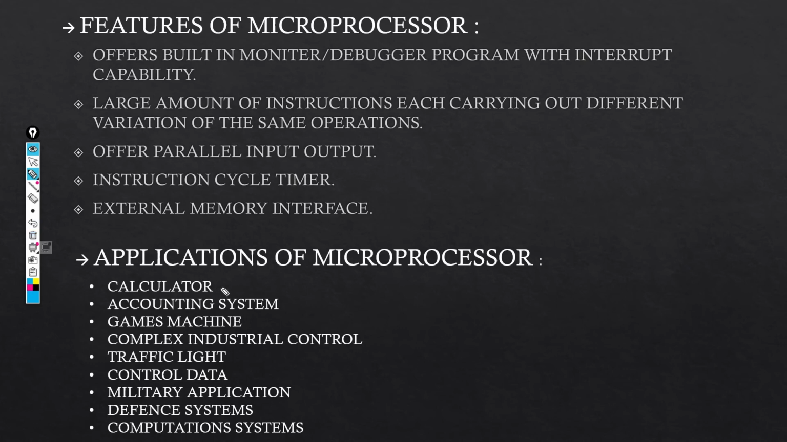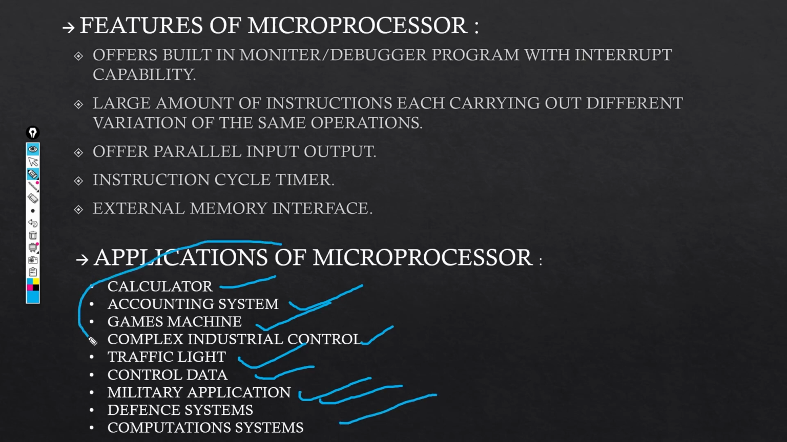Now some applications of microprocessor. Application means where we can use the microprocessor. It can be used in calculators, accounting systems, game machines, complex industrial control, traffic light control, data, military applications, defense applications, and computation systems. These are some applications of microprocessor.